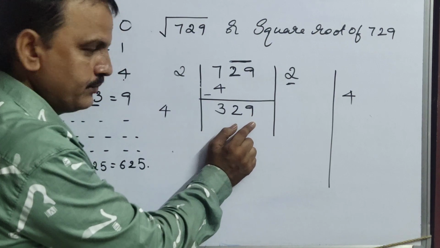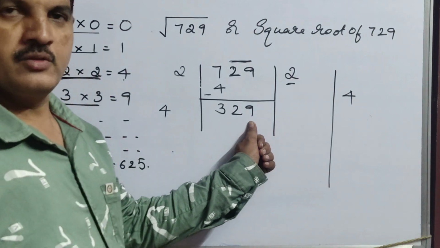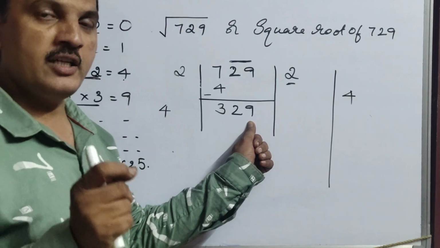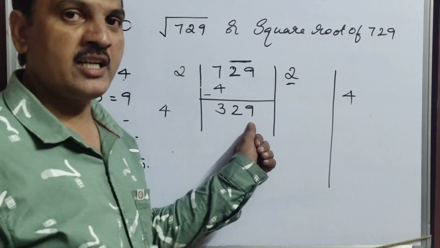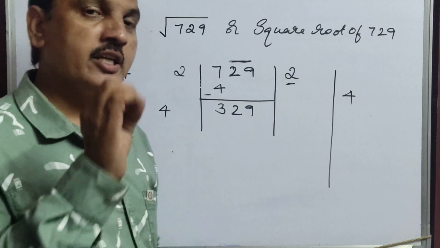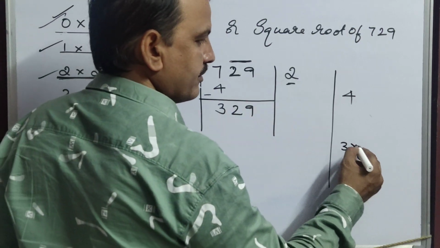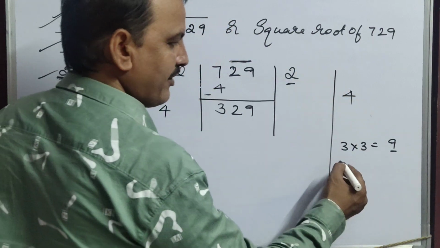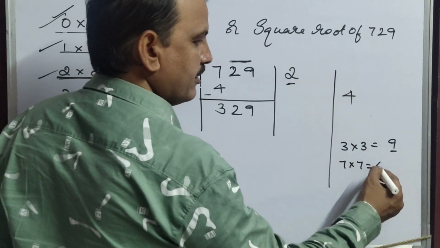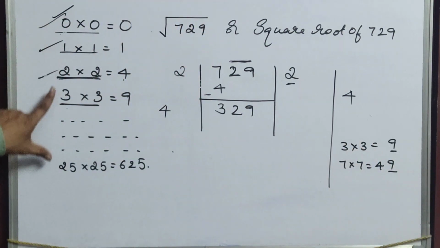9 కదా. సో 9 అంటే మీరు ఏదైనా నెంబర్ తీసుకోండి, కానీ వన్స్ డిజిట్ 9 రావాలి. వన్స్ డిజిట్ 9 రావాలంటే 2 నెంబర్స్ ఉంటాయి, తెలుసా మీకు? 3 3s are 9. వన్స్ డిజిట్ 9. 7 7s are 49. Because ఈ tables కదా, we have to see only these tables.